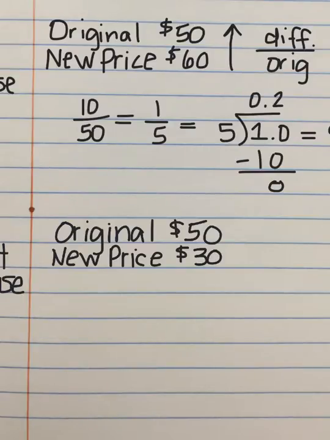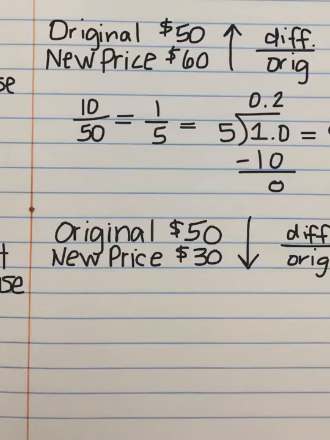What are we going to start with first? Is this an increase or a decrease? This is a decrease. Again, my arrow is just a visual to help me remember this is a decrease. I'm going to take the difference between the new and the original, and I'm going to place that over the original amount. And then we'll go into our fraction, decimal, percent conversion there. So 50 minus 30 over 50.